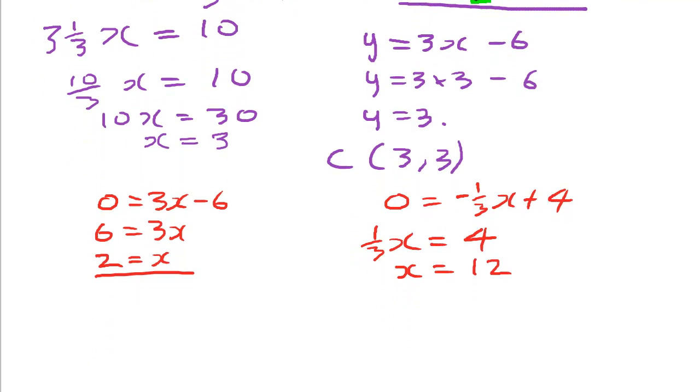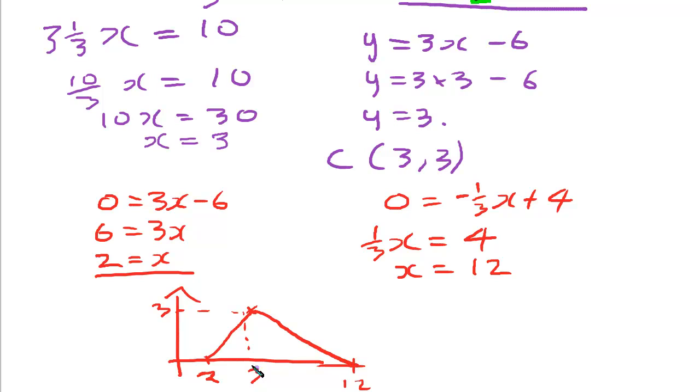Right, let's draw a little sketch of what's going on. We've got a line crossing the x-axis at 2, the lines crossing together at (3, 3), and the other line crossing the x-axis at 12. So we just draw a little sketch of that. So crossing the x-axis at 2, and we're also crossing at 12, and we're intersecting at the point (3, 3). So we have this triangle. Okay, and we want to find the area of this triangle here.